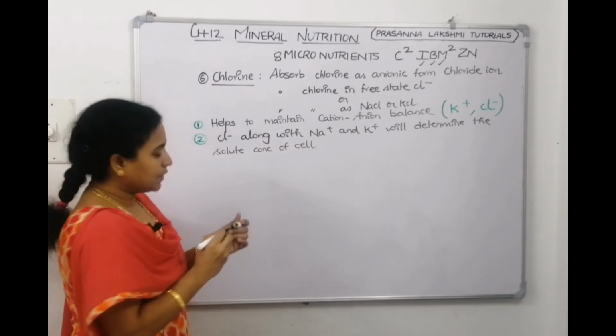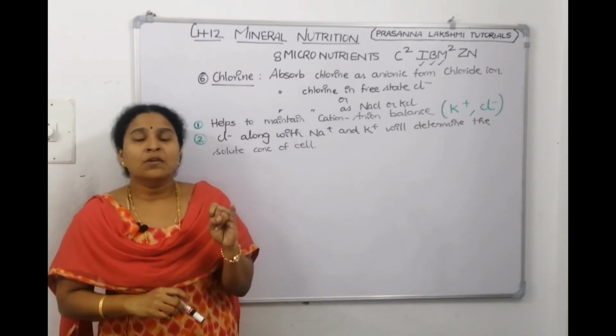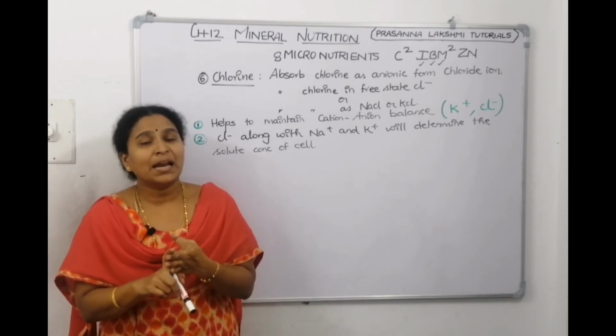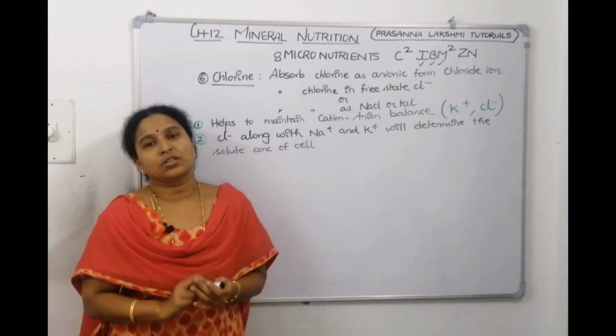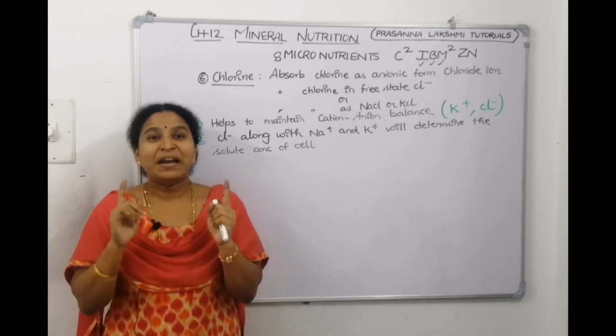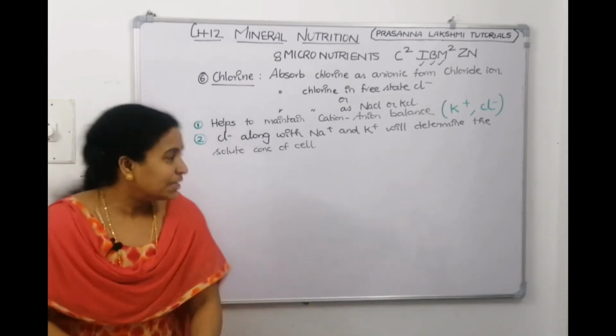Come on, what's the first function? It helps in maintaining cation anion balance. What is the second function? We are telling Na plus, K plus, Cl minus. What do they do? They help to determine the solute concentration. The important function of chlorine is splitting of water during photosynthesis.